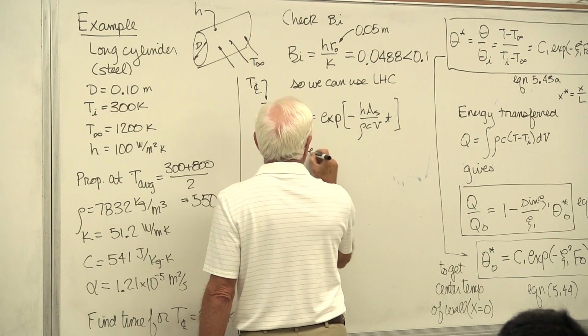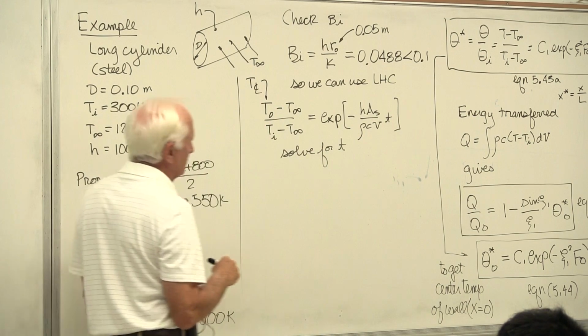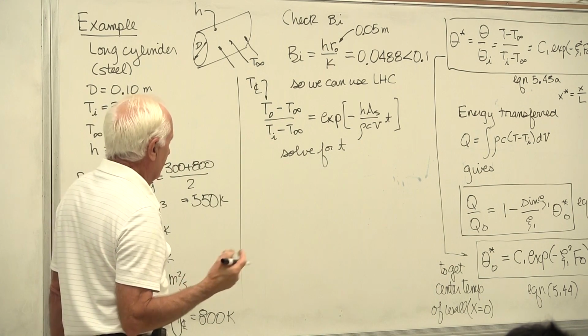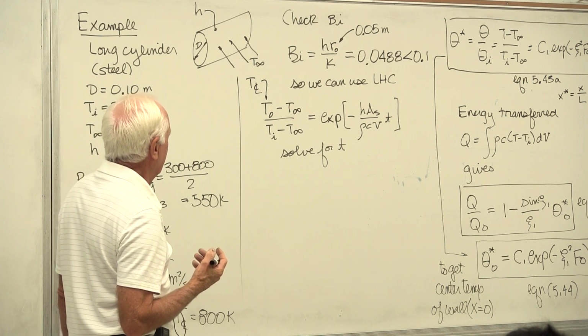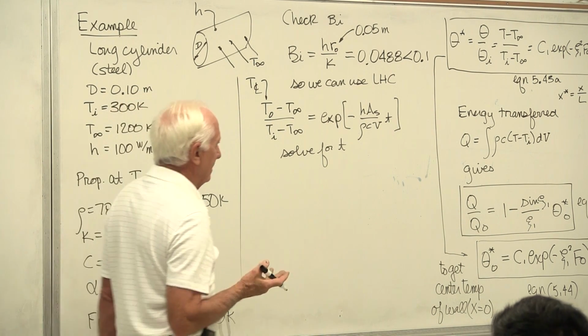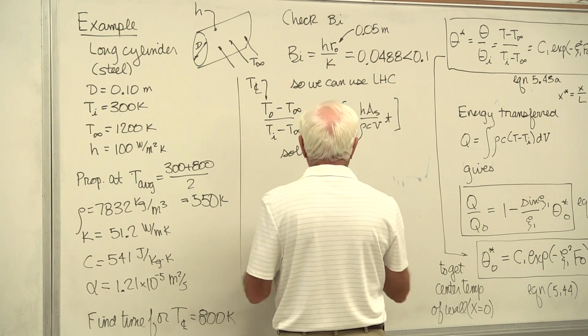Solve for T. We know everything. H, surface area, pi d squared, pardon me. Rho C, V, T infinity, Ti, T center line, put them all in there, straightforward. Solve for T and we get 560 seconds.